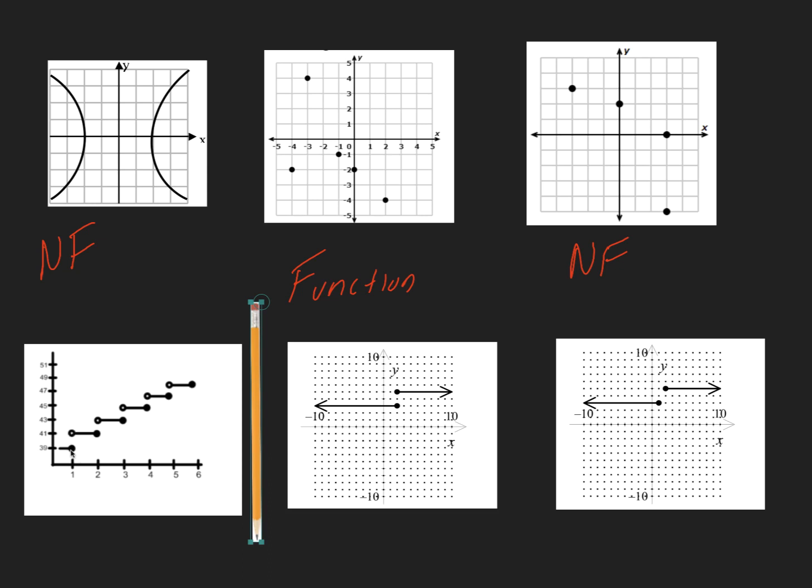So notice I have a closed circle and an open circle on top of the 1. It means I'm only using the 1 once because the closed circle means I can use it, but the open circle means I cannot. So if I take my pencil and I put it here, notice it's touching both points, but one is open and one is closed. So I'm only touching one point, the closed one. Therefore, this is a function.